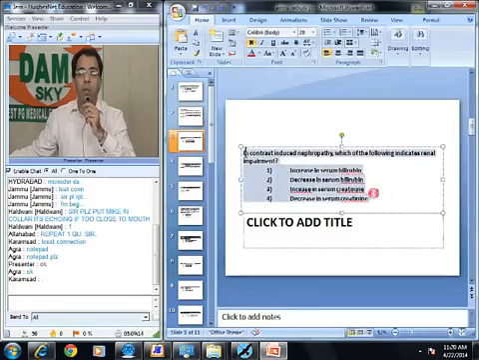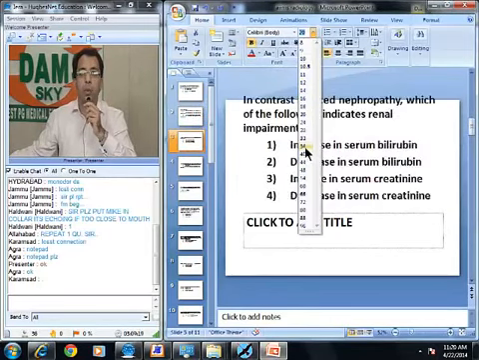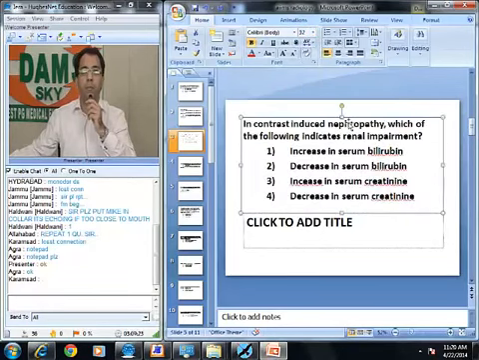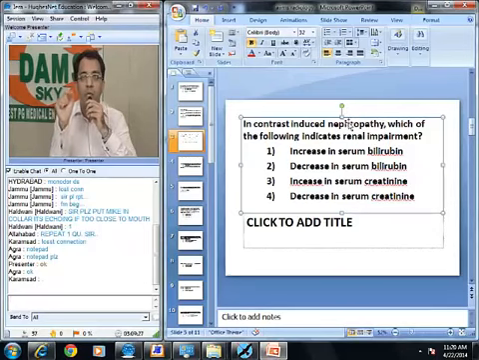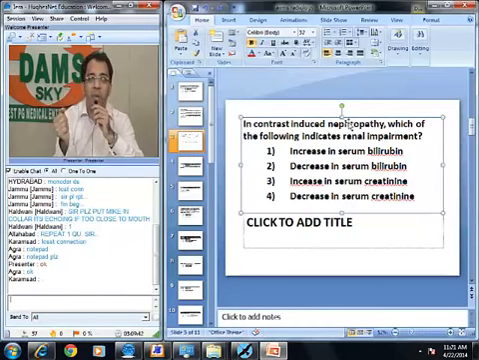Now this is a very simple question, very unlike what AIIMS has usually asked, but just to show you the question, then I'll tell you what they will ask next time. Look at this question with me. In contrast-induced nephropathy, which of the following indicates renal impairment? Looking at this question, even second year MBBS will say the answer is increase in serum creatinine, because renal impairment would not be told by bilirubin, and decrease or increase, I should choose increase.